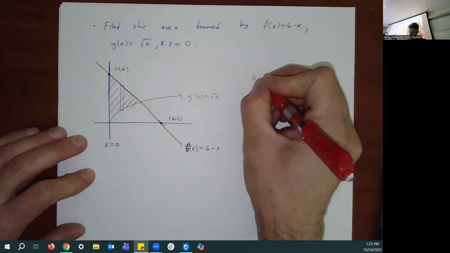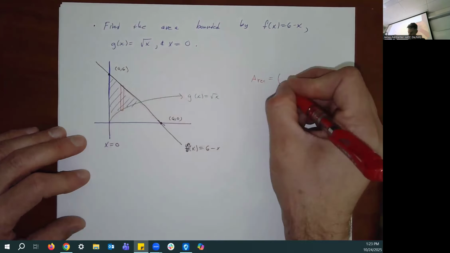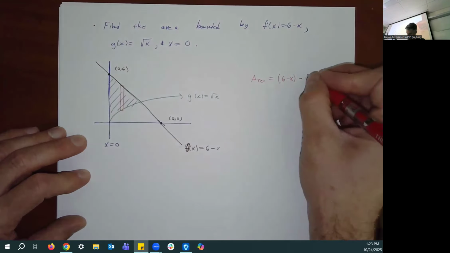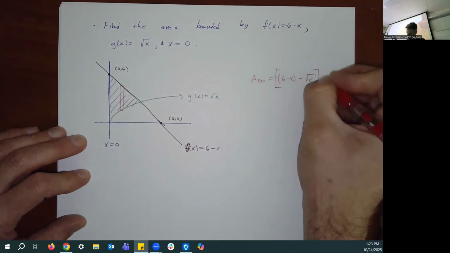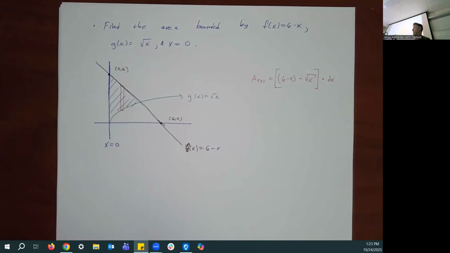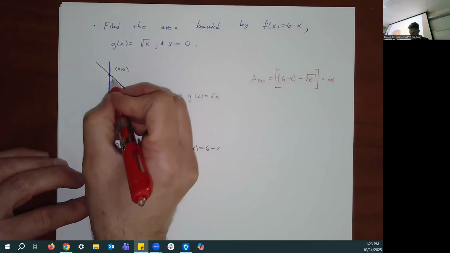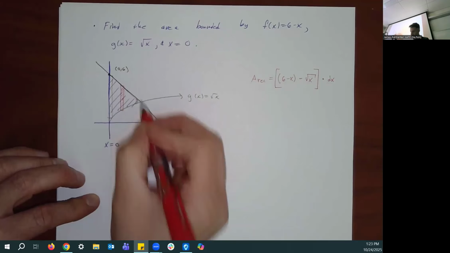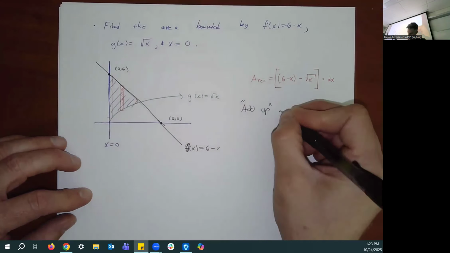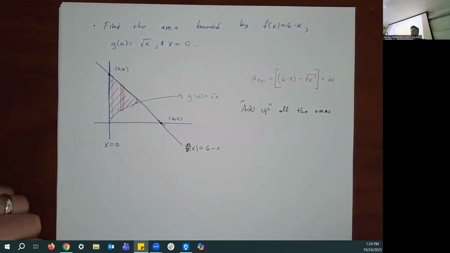The area of my rectangle is base times height. Height is the top minus the bottom, so it's the top function, 6 minus x, minus the bottom function, the square root of x. That's the height of your rectangle. We multiply that by the width, which is the dx or a delta x. That's the area of my rectangle. But I don't want just the area of this rectangle, I want the area of all the rectangles added up together. So I have to add up all the areas, and when I say add up in quotations, you know I mean we have to do the integral.